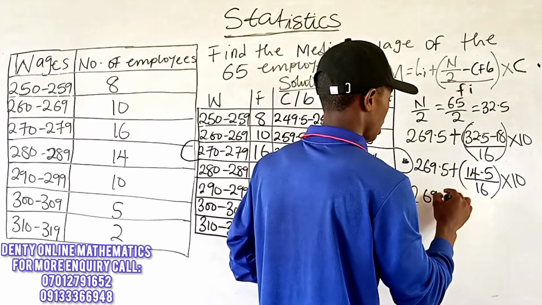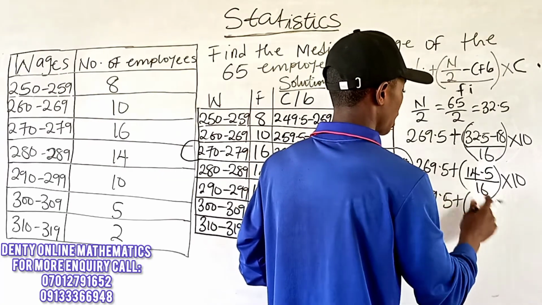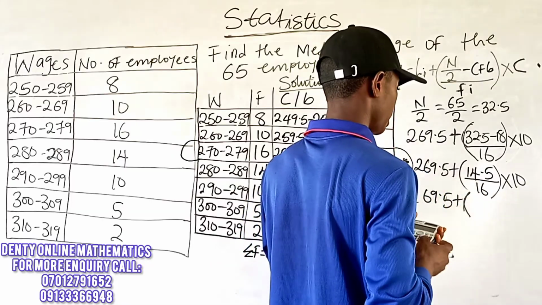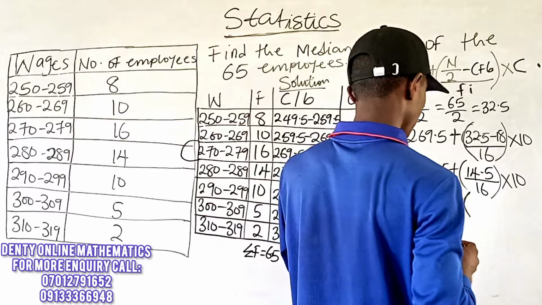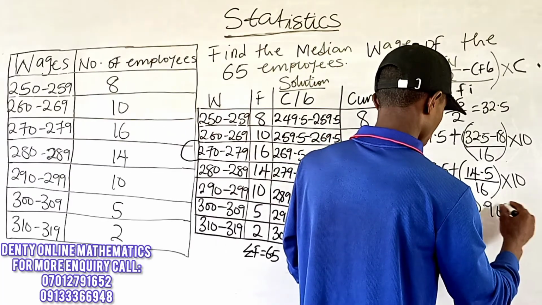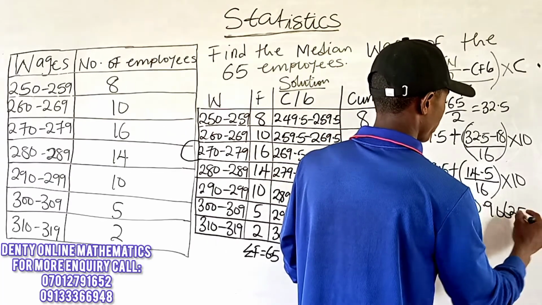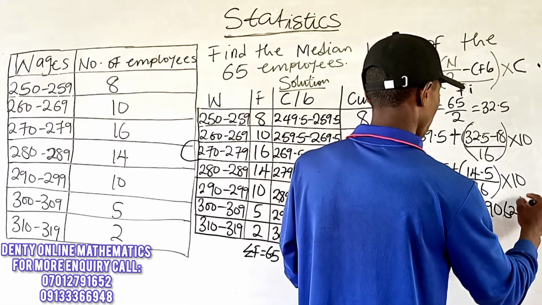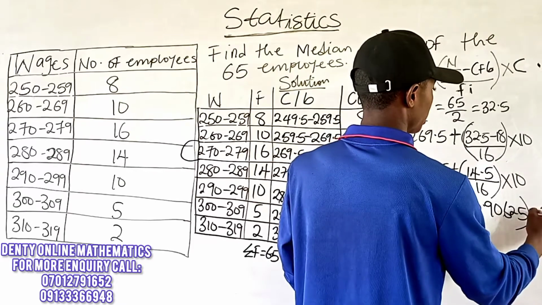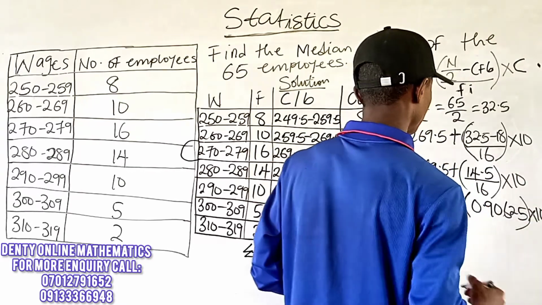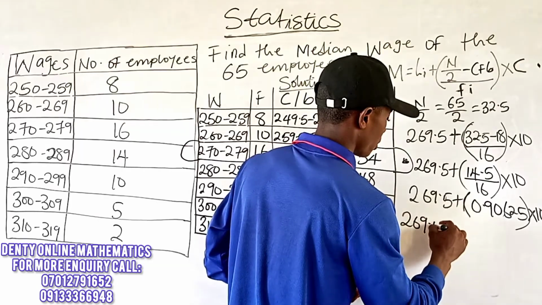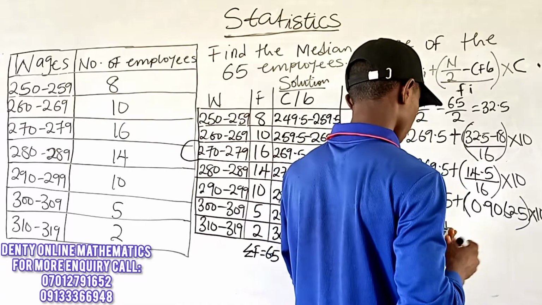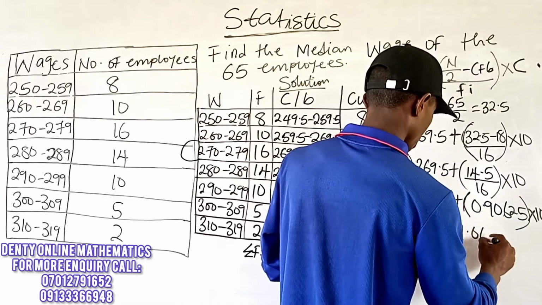So 269.5 plus, into, now, this is what you're going to do. 14.5 divided by 16. You're going to have 0.90625. That's for this, times what? 10. So you are going to have 269.5 plus. Now you multiply this value times 10. You are going to have a number which is what? 9.0625.